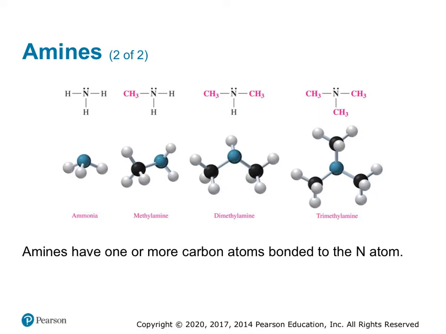So here are some of the simplest amines. So we can see here we have ammonia, NH3. And then if I substitute one methyl group for one of the hydrogens, then I get what we call methylamine. If I substitute two methyl groups for the hydrogens, I get dimethylamine. And if I substitute three methyl groups, then we get what we call trimethylamine. So they have one or more carbon atoms bonded to that central nitrogen atom.